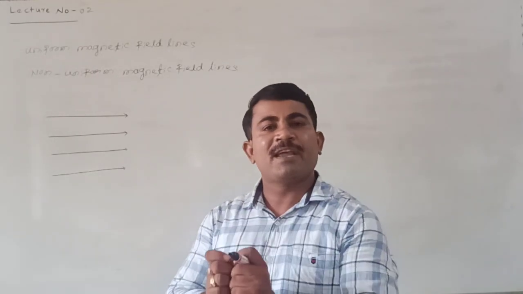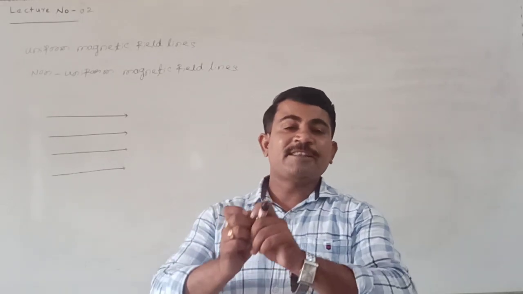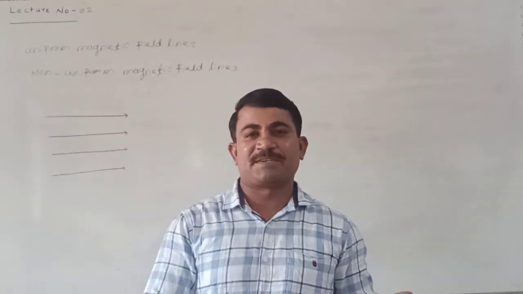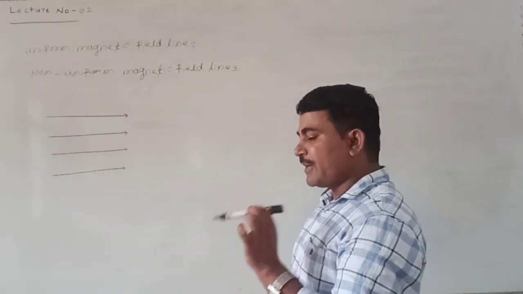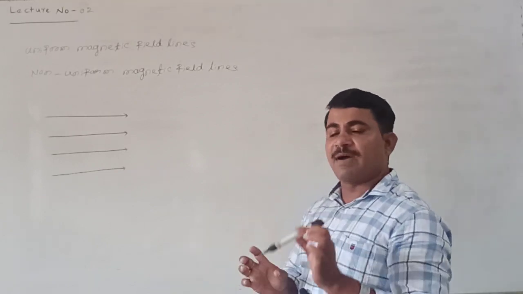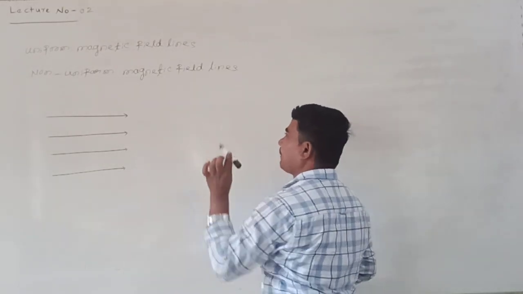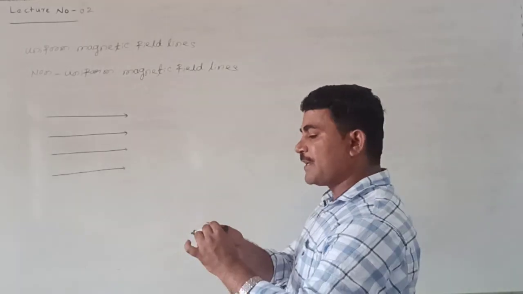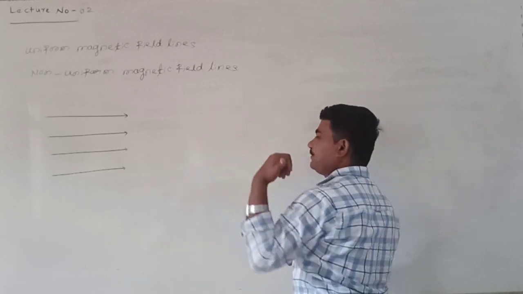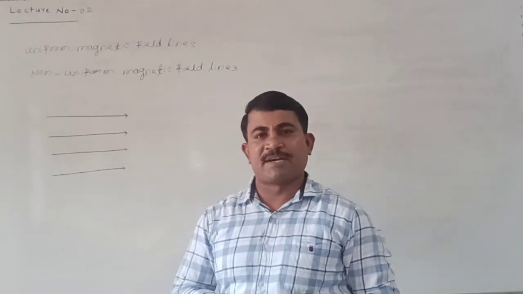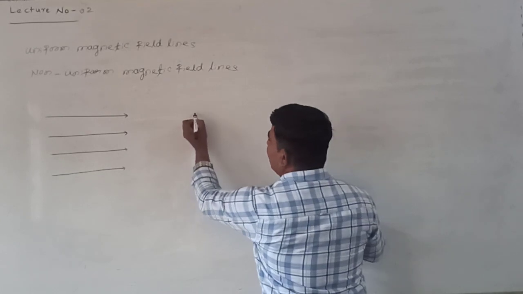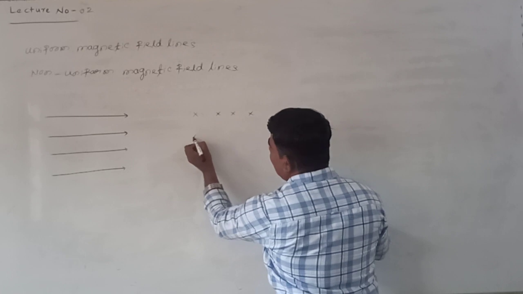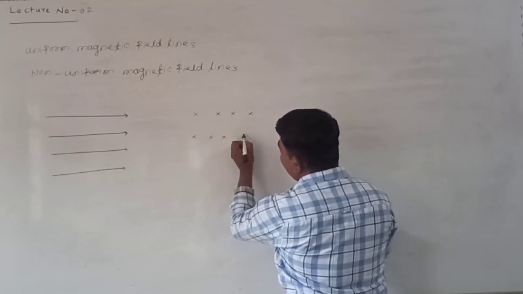But if the magnetic field is uniform and that magnetic field is directed into the plane, then how to represent it? See here, for example, the magnetic field is uniform and that magnetic field is directed into the plane. This board is a plane. If the magnetic field is uniform, they go into the plane. How to represent that magnetic field? See here, uniform magnetic field we can represent like this also. This indicates that this magnetic field is uniform and this magnetic field is directed into the plane.